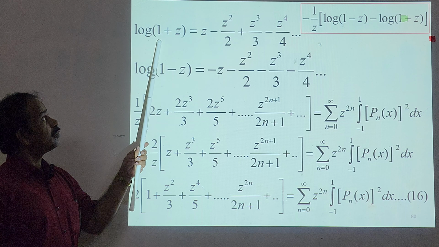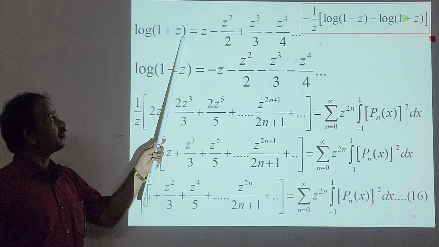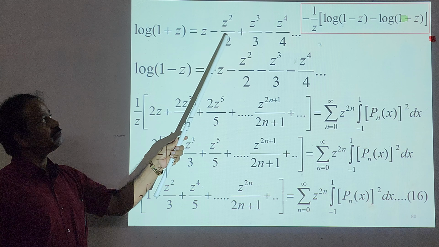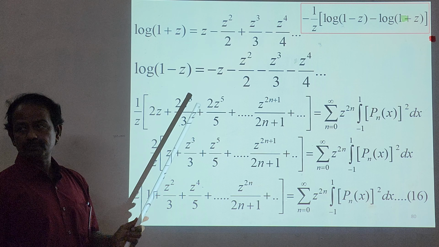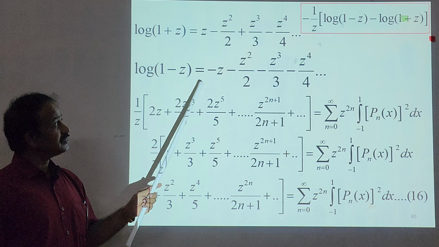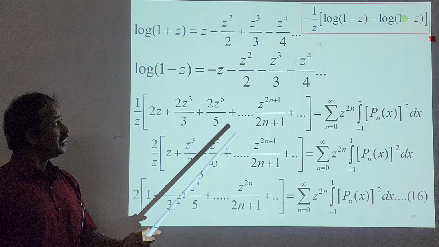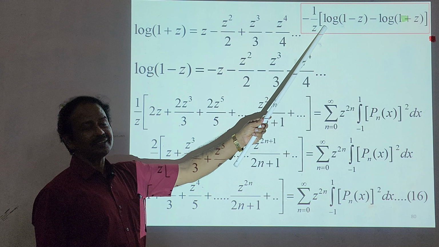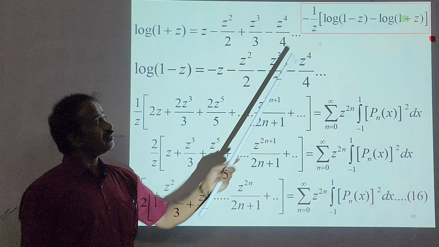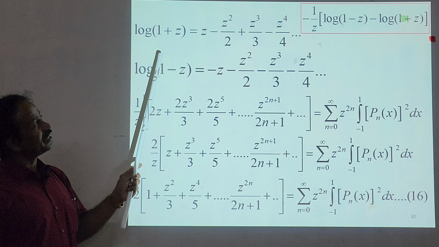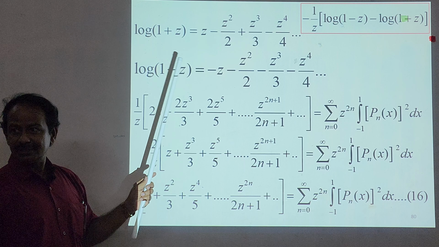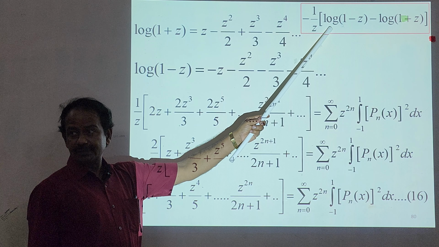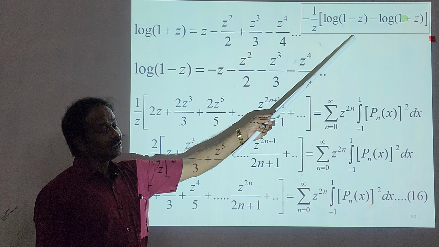Now we know that the expansion of log(1 plus z) we can write as z minus z squared by 2 plus z cube by 3 minus z to the power 4 by 4. And similarly log(1 minus z) can be written like this. But we need only minus 1 by z, log(1 minus z) minus log(1 plus z). So we have to subtract this one from this one. Is it okay? So we need this one, log(1 minus z) minus log(1 plus z).